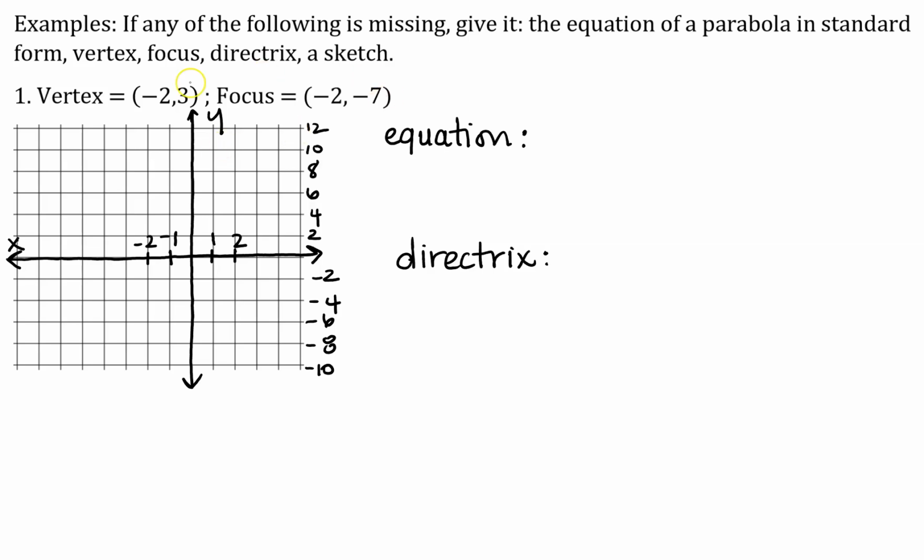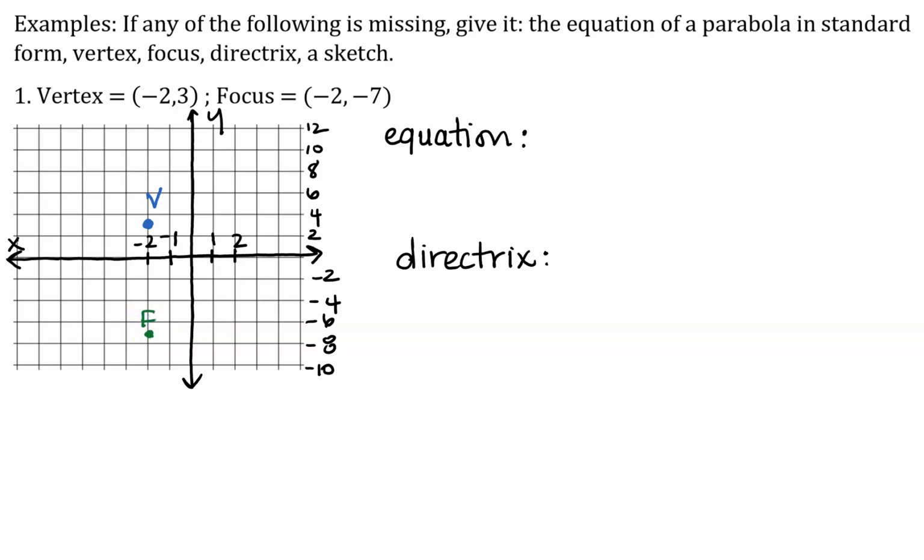So plotting the vertex, it is at the point -2, +3. So that's about right here. And the focus is at -2, -7. So the focus is down here at -2, -7. So I'll label this V for vertex, and the -2, -7 point I will label F for focus.